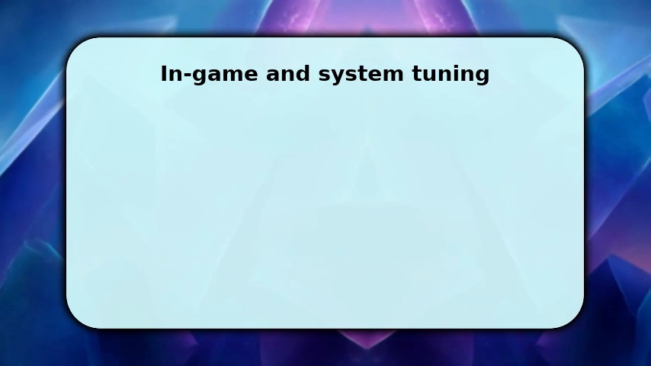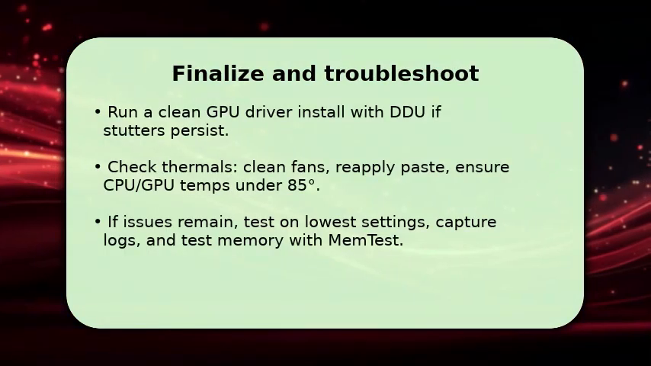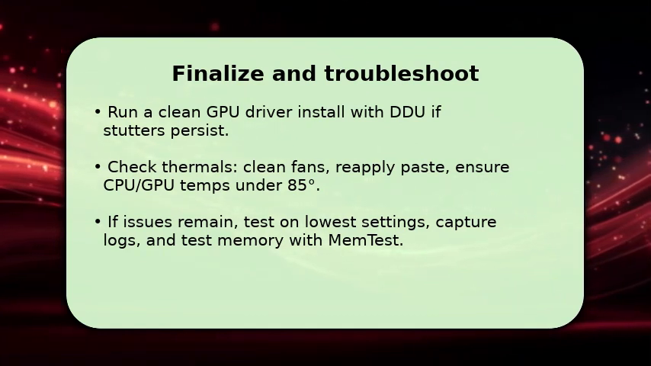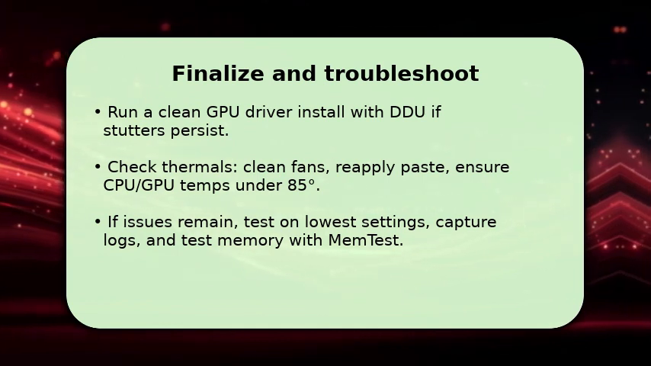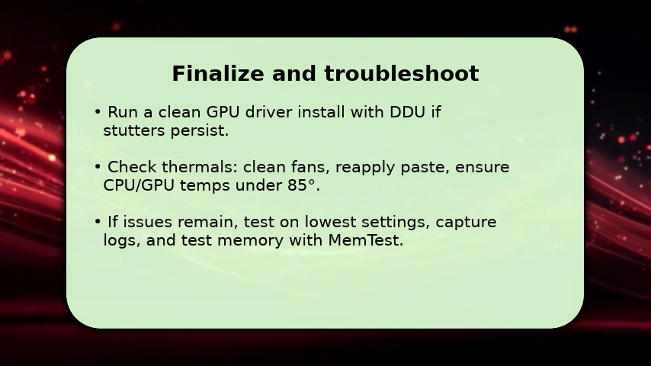Finish by validating stability and addressing hardware causes. Monitor CPU/GPU temps while playing. If temps exceed safe limits, clean dust, improve airflow, or reapply thermal paste to lower throttling. If stutters persist, perform a clean install of your GPU driver and test again.